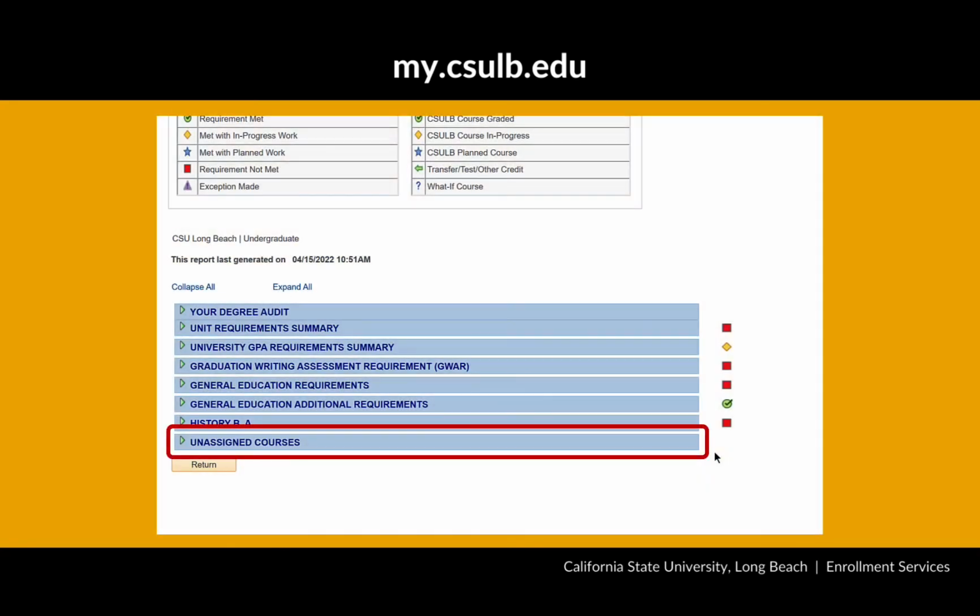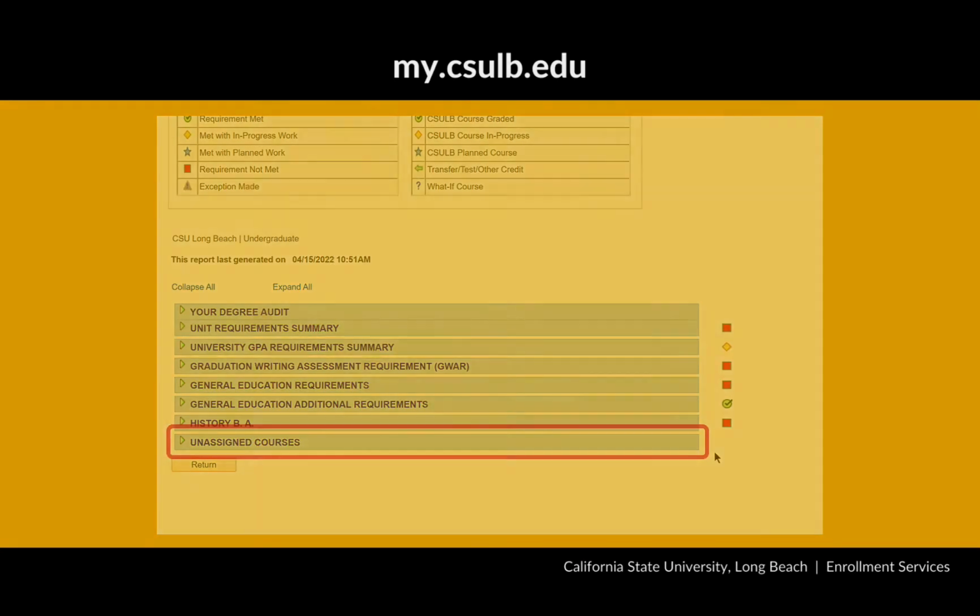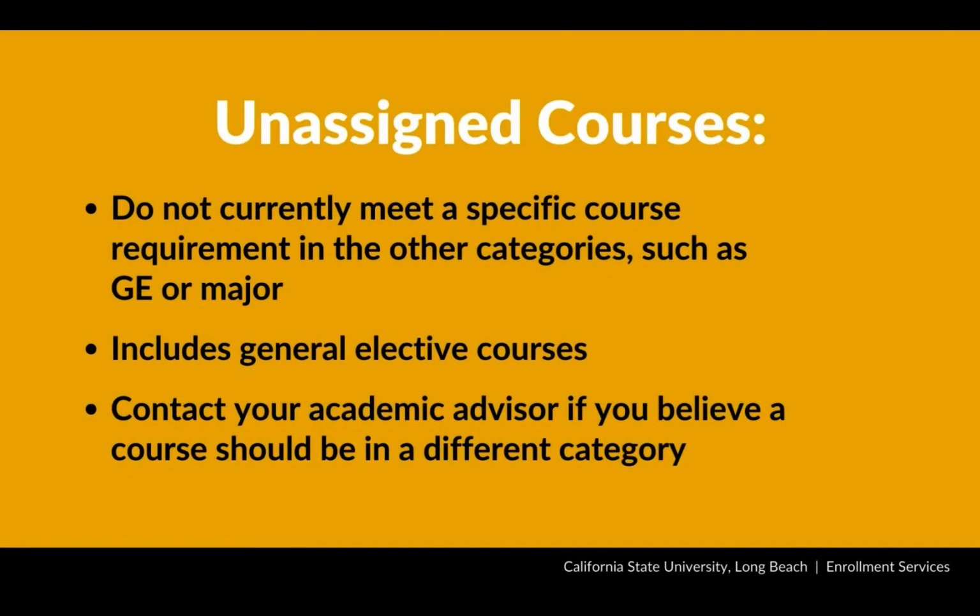Also, there is an Unassigned Courses category at the end of your ARR. These courses are unassigned because they do not currently meet a specific course requirement in the categories like GE or major. For example, any elective courses you take that don't meet another requirement would be included here. However, if you believe that one of the courses in this section should count toward another requirement instead, please contact your academic advisor or make an appointment with a Beach Central representative.